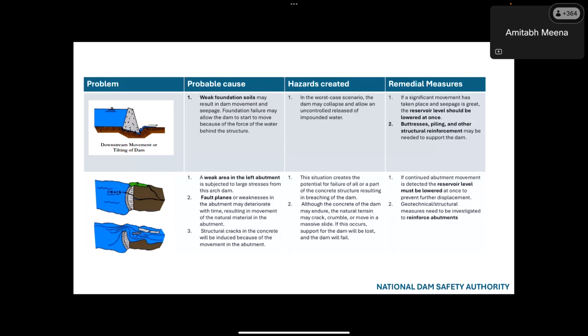See, in this diagram, the stability of the structure has been affected, and the dam has been tilted, and downstream movement also occurred. So it is primarily because of the weak foundation. If the foundation soil is not proper, then only this can happen. Obviously the hazard is the collapse of the dam and uncontrolled release of water, which will have a devastating impact on the lives of people. The immediate solution is that we should lower the reservoir water level.